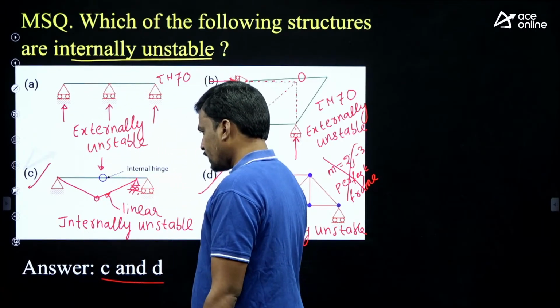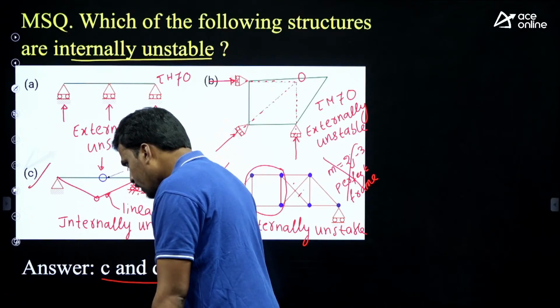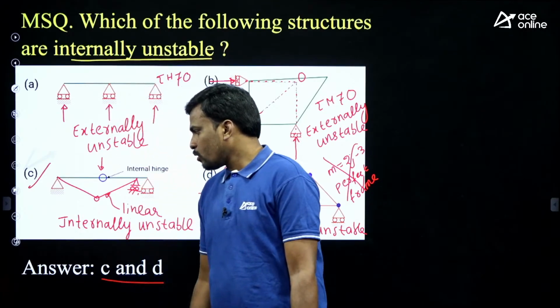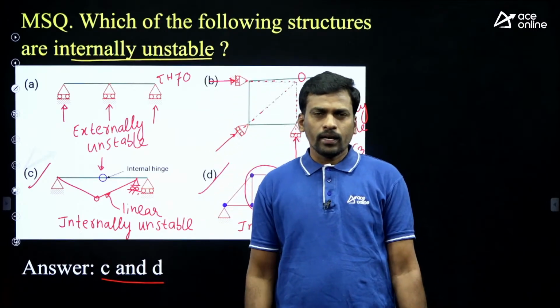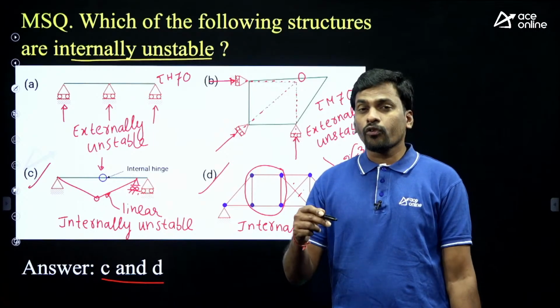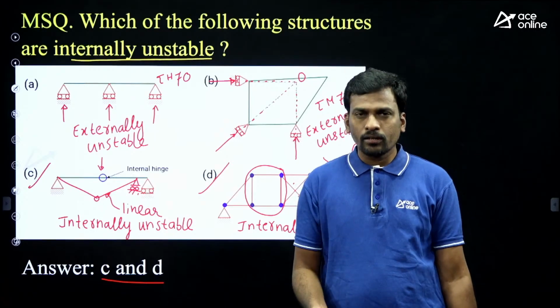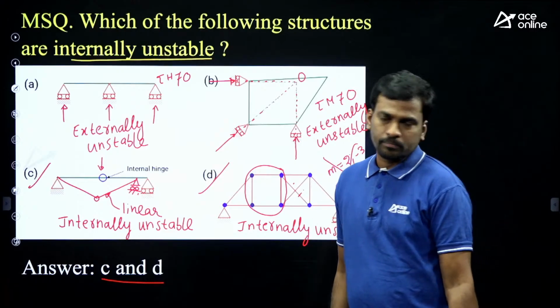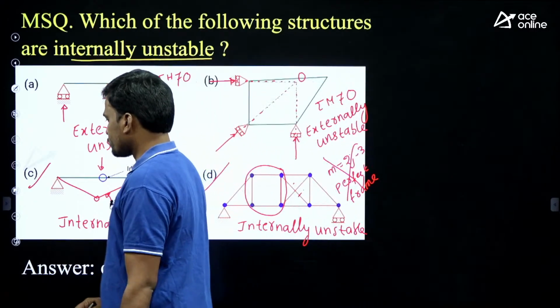Sir, if an internal hinge is present in the beam, which kind of force is released? Moment is released. An internal hinge cannot resist moment. Whichever force it cannot resist, only those forces we release here. That is the force release concept.